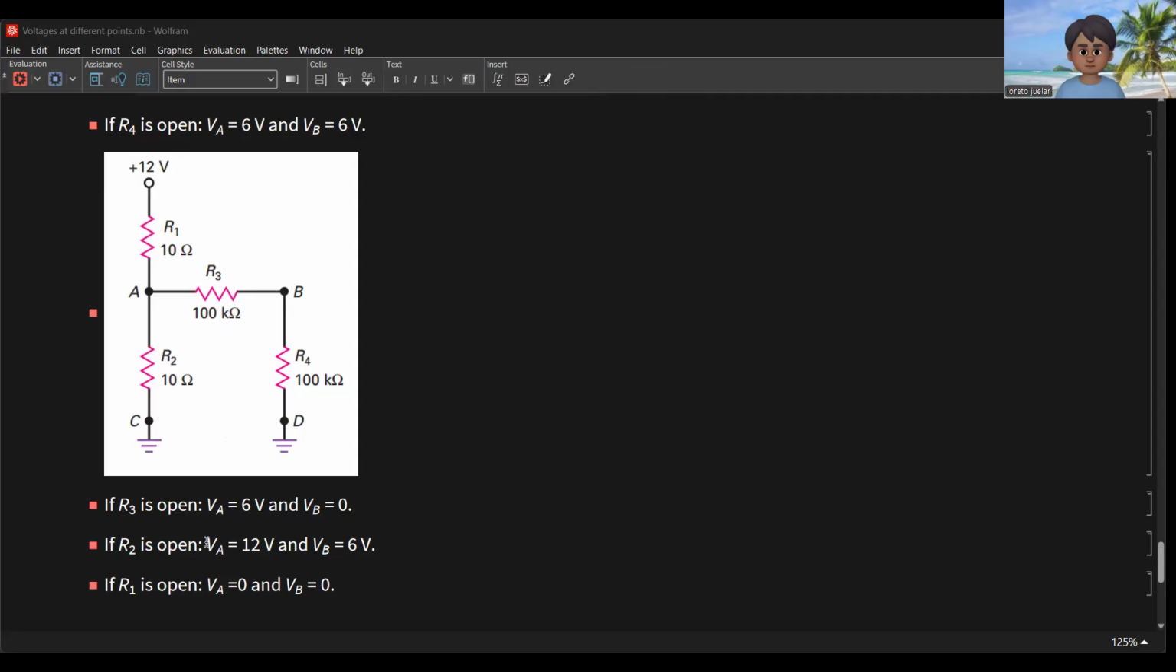How about if R1 is open? So the voltage at point A is equal to 0 and the voltage at point B is also equal to 0. So the reason for that is because there is no source current.